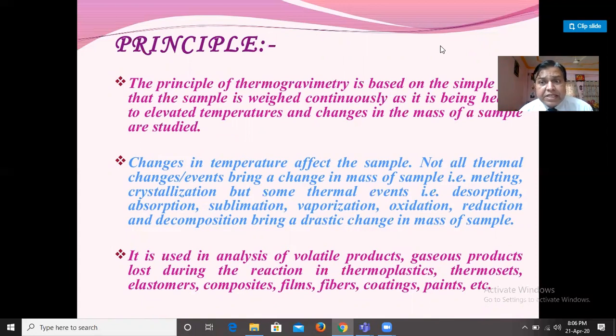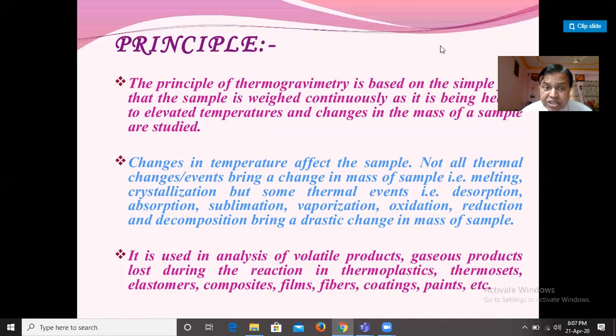The principle of thermogravimetry is that the sample is weighed continuously as it is being heated to elevated temperature and changes in the mass of the sample are studied. This is a common principle we studied in our fourth semester gravimetry analysis. Just like that, here we are studying thermogravimetry. We are taking the weight of our sample. Now, changes in temperature affect the sample.